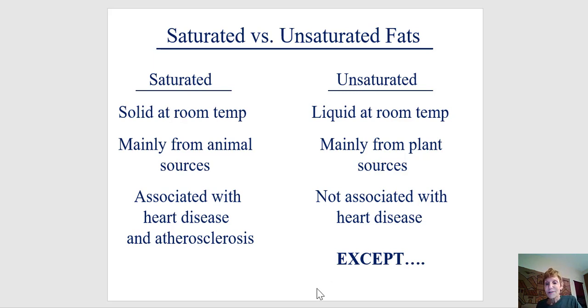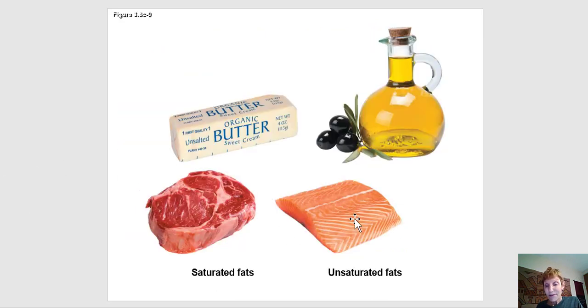Now, you see this exception here. And that's because there is a type of unsaturated fat, not the ones that we've talked about so far, not these from salmon or nuts or olives or avocados or vegetable oil or olive oil. Those are all good fats, and you want to keep those in a healthy range. You want to have that in your diet.